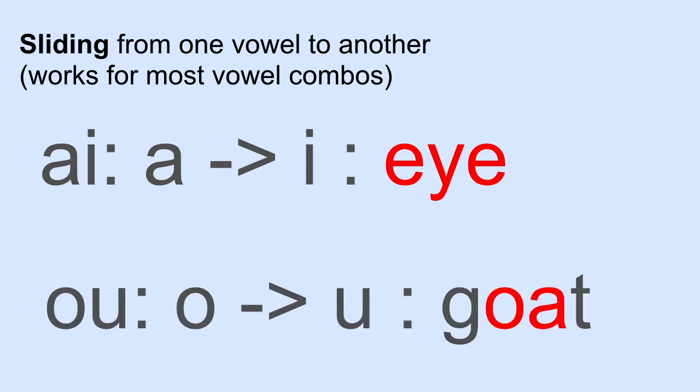O and U. First we pronounce O, then let's slide to U. So we have the sound O, as in English goat.